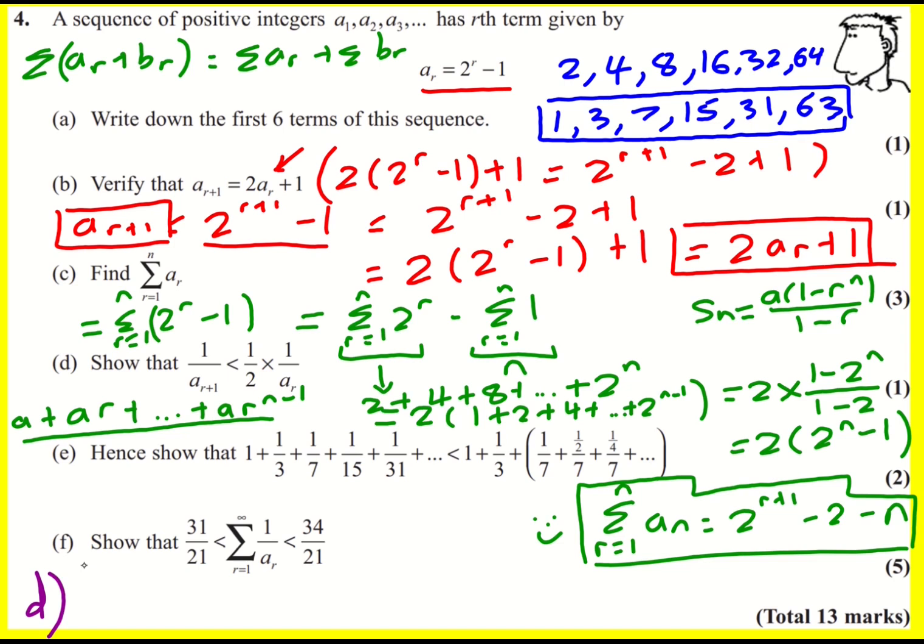I know I'm running out of space here. I'll open up some more space in a minute. I'm just going to try and fit d in down here.